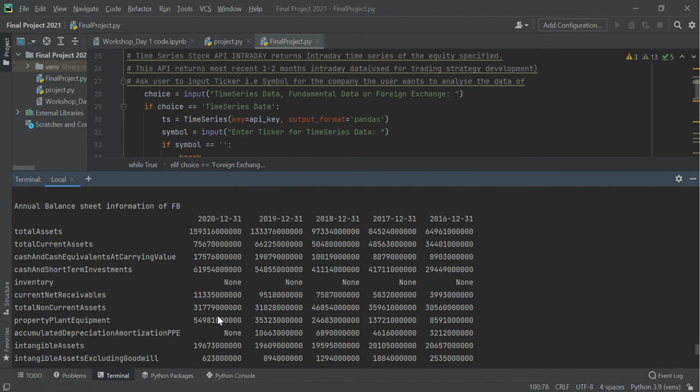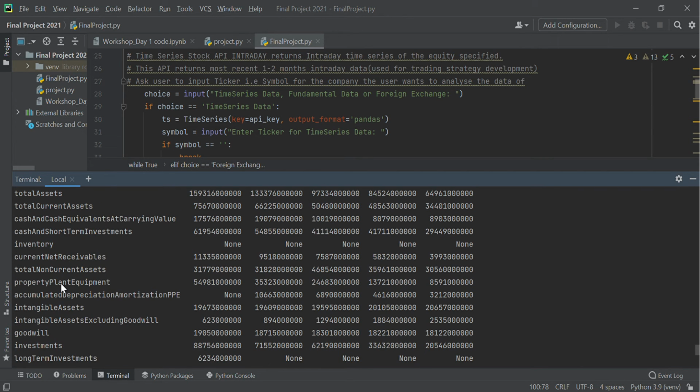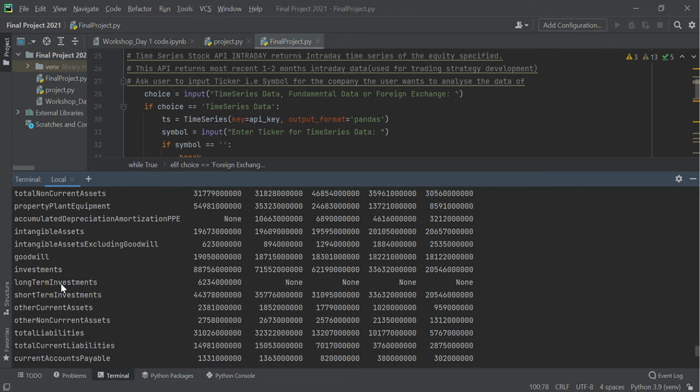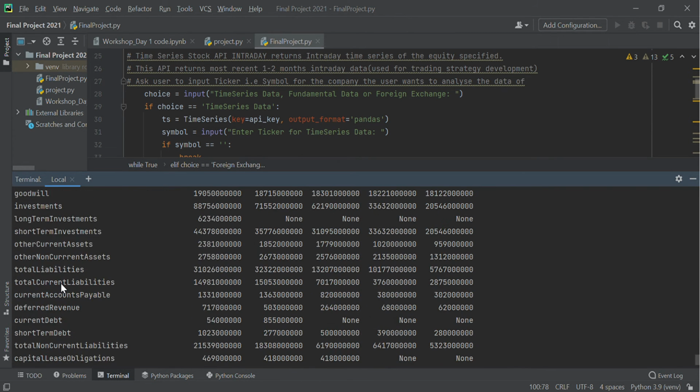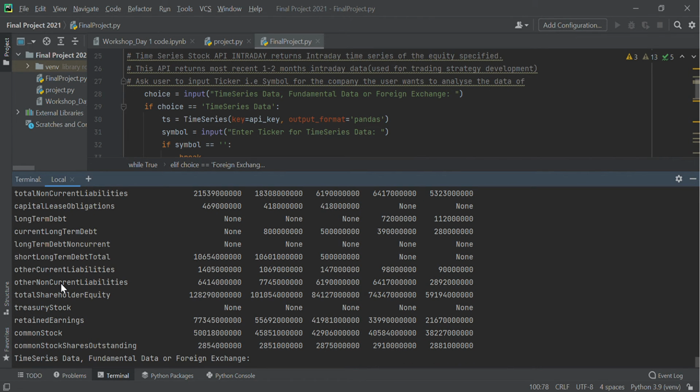Yes, so here we have the balance sheet information of Facebook that was updated on 31st December 2020, and then prior to that is the year before, describing total assets, total liabilities, their investment, goodwill, and their current stock, etc. Further, let's check the foreign exchange, where I would like to see the real-time currency exchange rate.